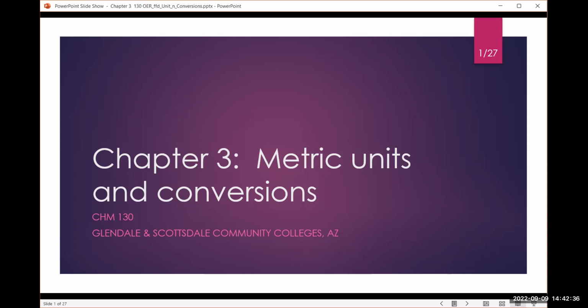Okay. Then we'll jump into chapter 3. It's a relatively short chapter. We're basically going to be converting units. We're going to use this technique of keeping track of the units. Factor label is what your book calls it, or dimensional analysis. And then we'll go from there. Okay, it's a relatively short chapter, 27 slides.